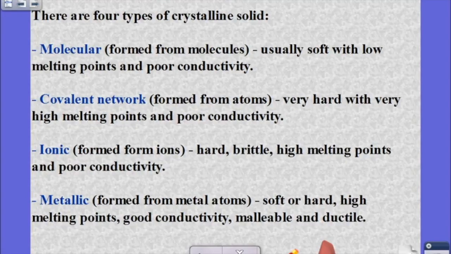Metallic, formed from metals. They are from soft to hard. You know the metals from group 1, they are soft. You can cut a piece of sodium with a knife. Soft to hard, high melting point, good conductivity. They conduct in a solid state and they are malleable and ductile. Question.